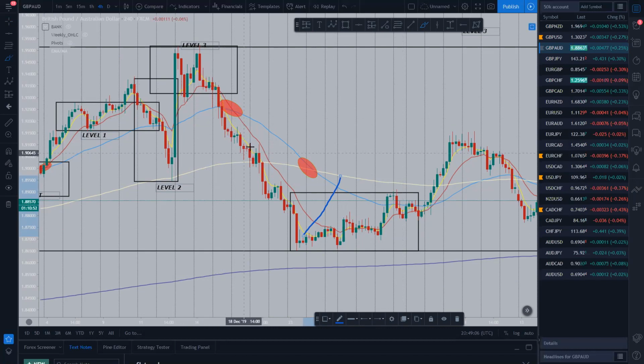Now, the levels, none of them actually broke through the 13 EMA. But check this out. I'm looking for this interaction. That's level 1. That's level 2. Comes down into level 3, right? So this is a full level move.